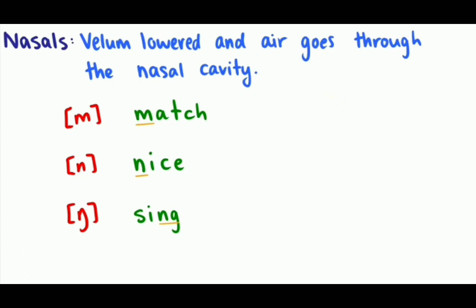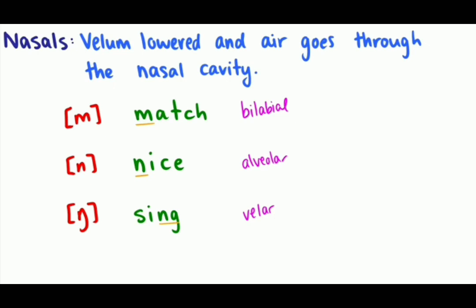So the m will be your bilabial nasal stop, the n will be your alveolar nasal stop, and the ng will be your velar nasal stop. So this is the simple ng, like in ga, ga, you can feel it in the same spot. So these are nasals, related to the nasal cavity.